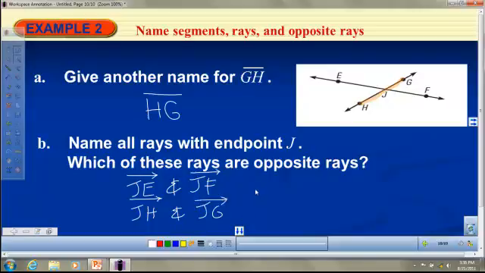Which ones of these are opposite rays? Again, I grouped it that way on purpose. These are opposite rays. And the reason for that is because these 2 rays form a line. These 2 also are opposite rays because they also form a line. If you can't see that, ask about it tomorrow.